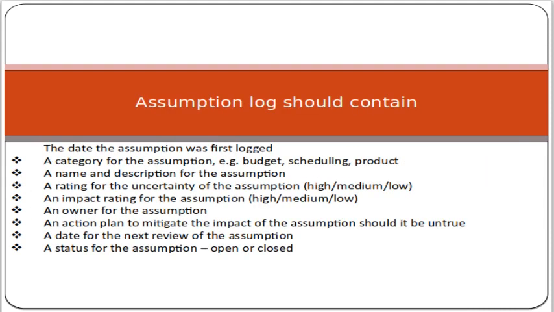The assumption log should contain the date the assumption was first logged, the category for the assumption, the name and description, a rating of the uncertainty of the assumption (high, medium, low), an impact rating for the assumption (high, medium, low), an owner for the assumption, an action plan to mitigate the impact should the assumption prove untrue, a date for the next review of the assumption, and a status of the assumption, open or closed.